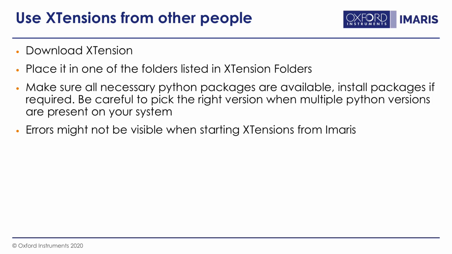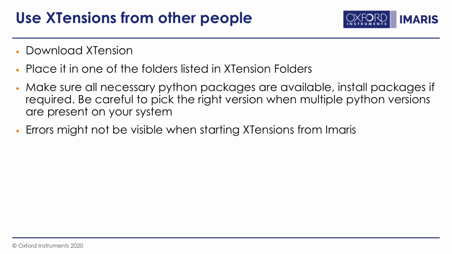Now, if you have an extension that uses some Python packages, let's say NumPy, you have to make sure that the Python version you specify in the custom tools actually does have this package. If it doesn't have the package, then the extension will not run. So you need to install it. And one drawback of what we have here is that if you just try to start an extension from Imaris and the package is missing, you will not see the error. Imaris doesn't show compile errors or errors that occur during the execution of extensions.